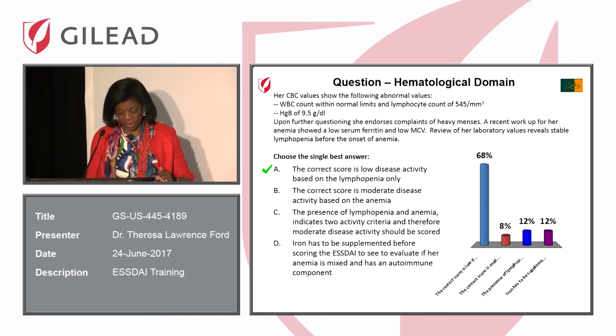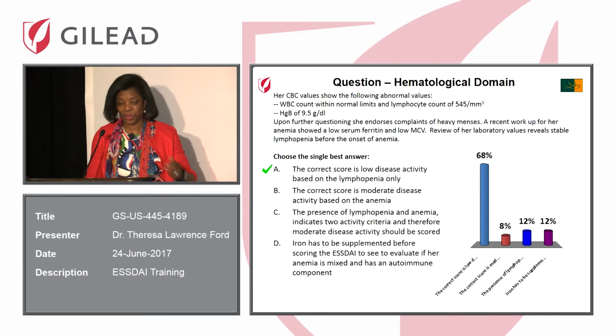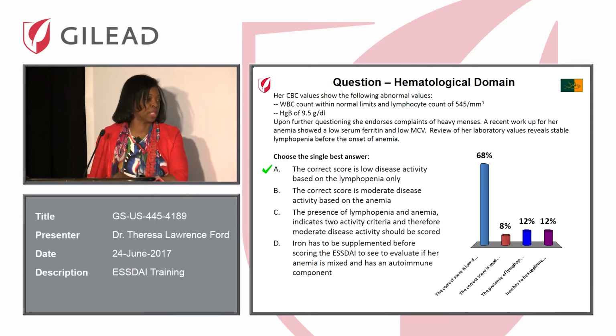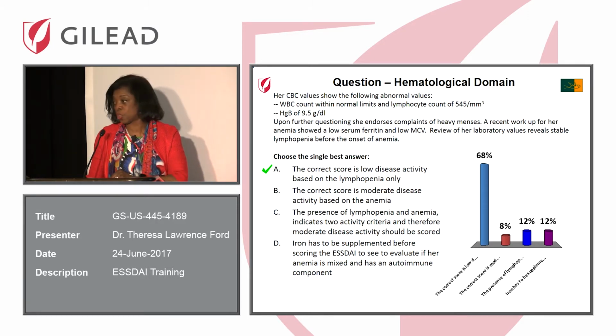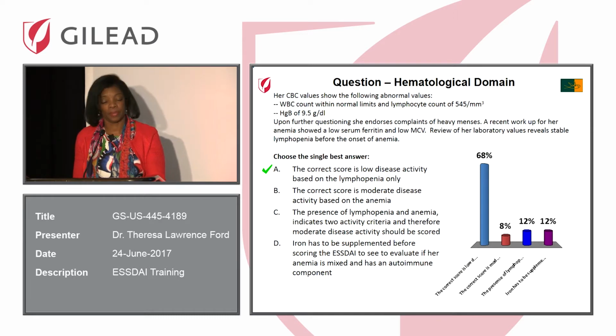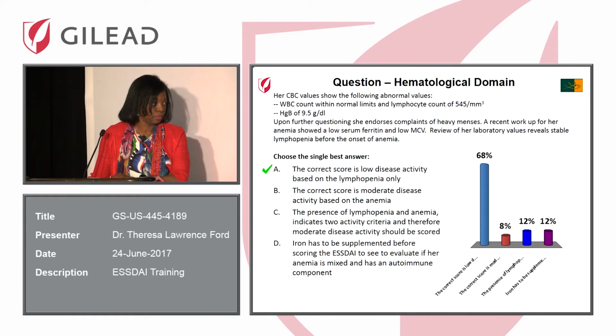And the presence of lymphopenia and anemia indicating two activity criteria: there isn't anything that says you have to have two criteria to make a score. And there's nothing that says that the iron has to be supplemented, because you're evaluating her on the day that she comes in, and those are the scores that you obtain. And really just highlighting again, the intent is to detect autoimmune cytopenias. And while there is a slight chance that she may have an autoimmune component, right now we have an alternative explanation, and the alternative explanation negates the scoring of the anemia.